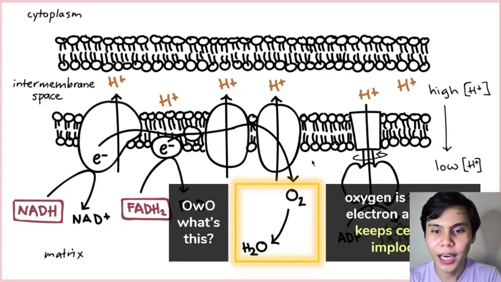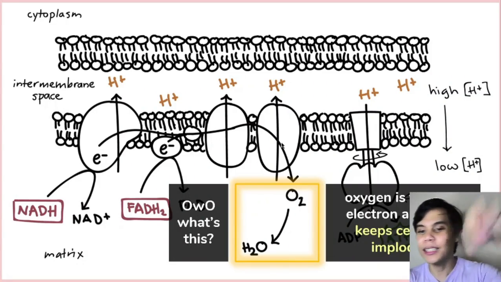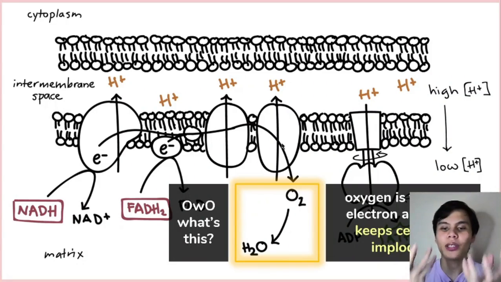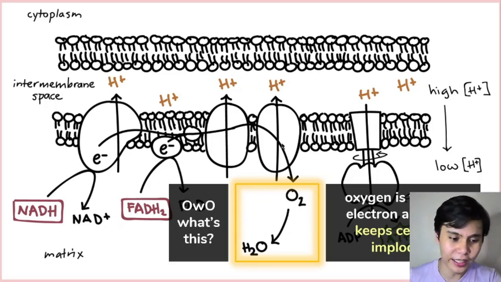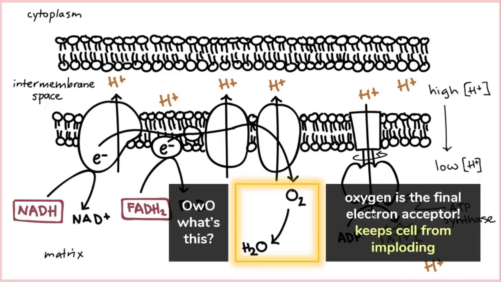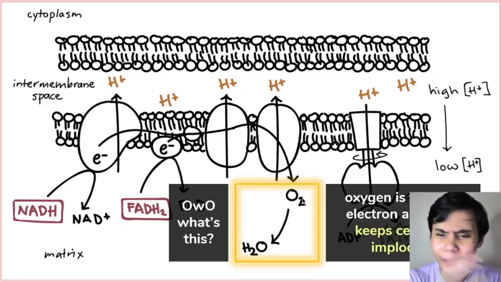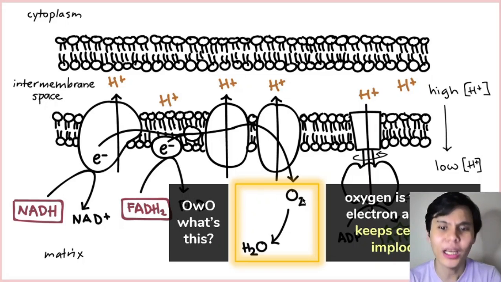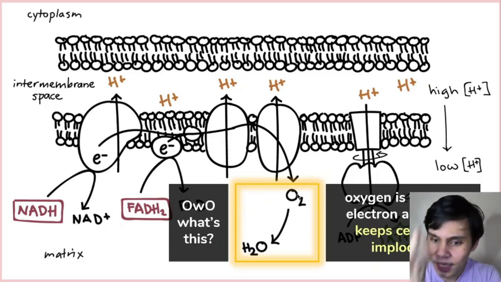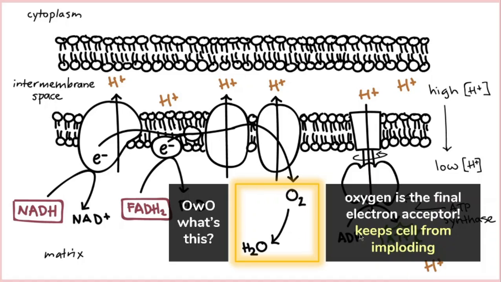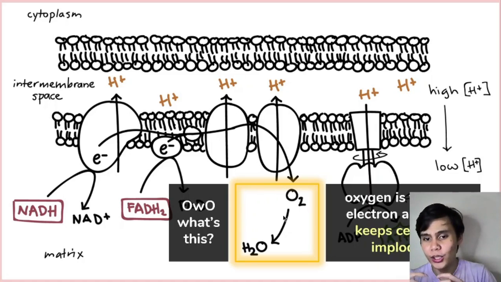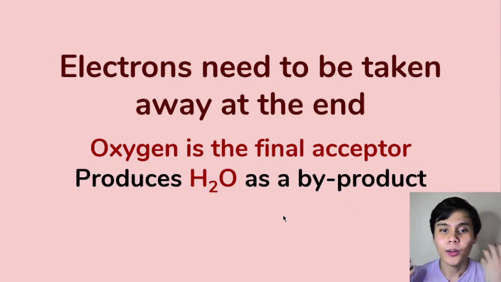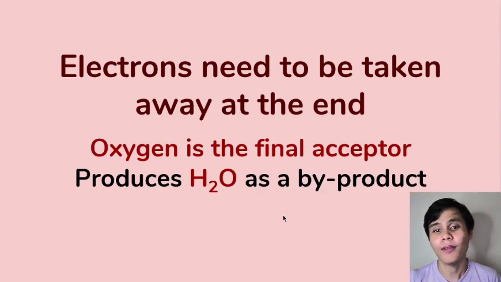Now, at the very end, we have electrons that are just freely going around in the matrix of the mitochondria. They're not allowed to stay there, or else the mitochondria will become very electrified or implode on itself. So we need a final electron acceptor, and the acceptor in this case is oxygen. So that's why we need to breathe. If we don't breathe, our mitochondria explode. The oxygen accepts the electrons and becomes water in the very end. So again, the electrons are accepted by oxygen gas and it becomes water. Electrons need to be taken away at the end, that's why we have oxygen.